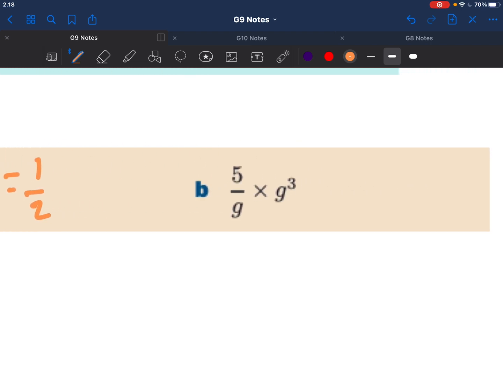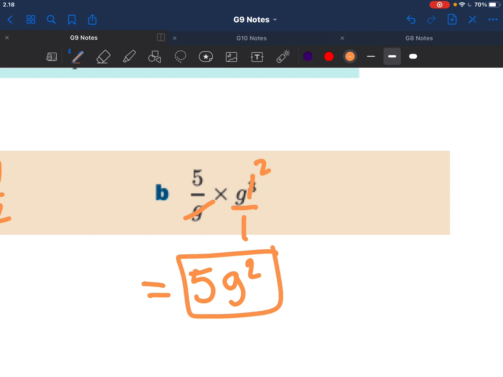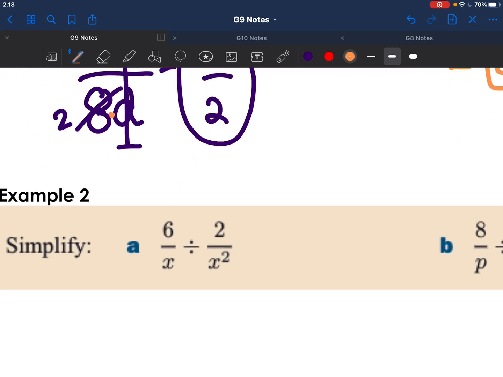Alright? And then with this as well, you guys can see g cubed. So 5 over g times g cubed is another way of saying 5 over g times g cubed over 1. So g goes into g cubed to the power of 2. So g cubed divided by g is g to the power of 2. And we just combine: 5g squared. Okay. So it's pretty easy.